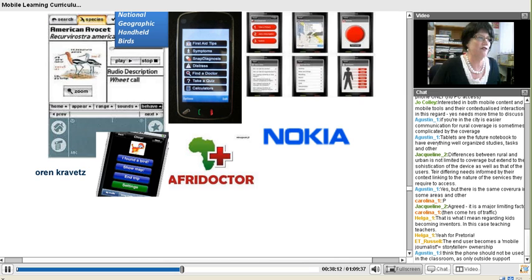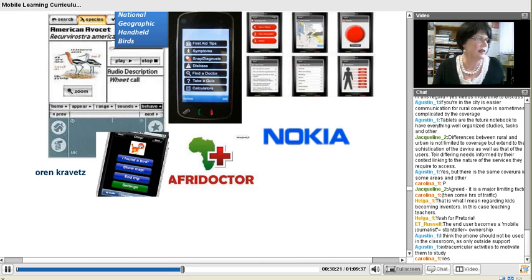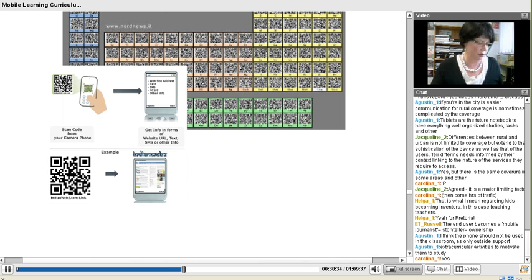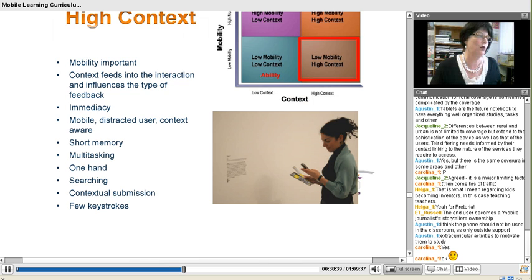Another nice example is AfriDoctor. Carolina, maybe you can give some examples here. Carolina designed a lovely game that they were playing in UNISA, and this is also a kind of contextual mobility. I'm sorry, I should have put that in. You need to give me some slides at this stage, girl. QR codes are another example of this, where the mobility of something is important and where you link to is important. High mobility, high context, that is what we call mobile learning in the UK.